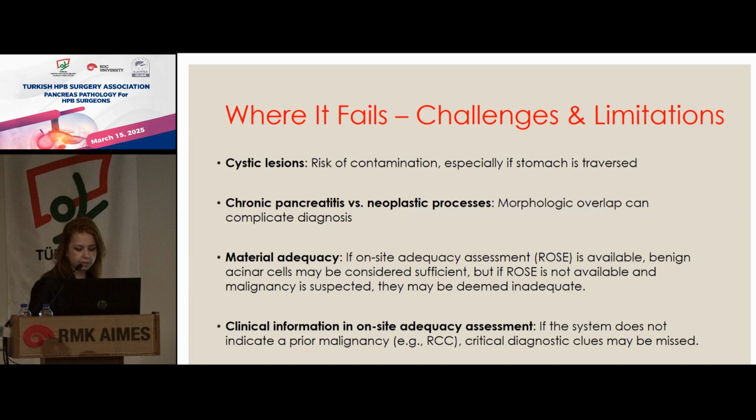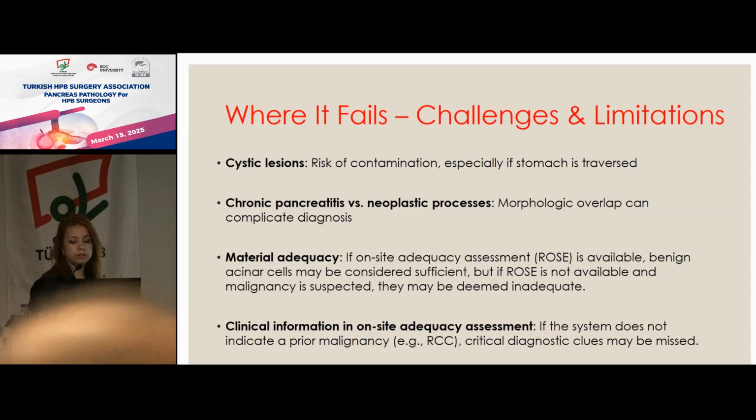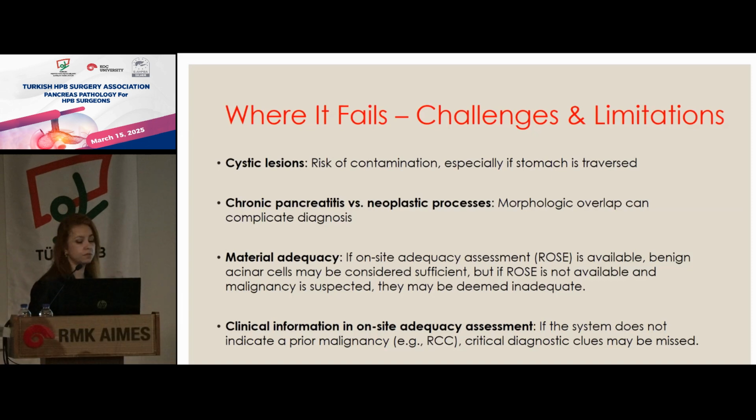What we observe in chronic pancreatitis is often non-specific. However, in the peritumoral area, peritumoral fibrosis can present similarly to what we see in chronic pancreatitis. Those are our most challenging areas. Of course, material adequacy is one of them. If you have an on-site assessment, even benign acinar cells may be considered sufficient, but if you cannot have rapid on-site evaluation and malignancy is suspected, those acinar cells may be deemed inadequate.